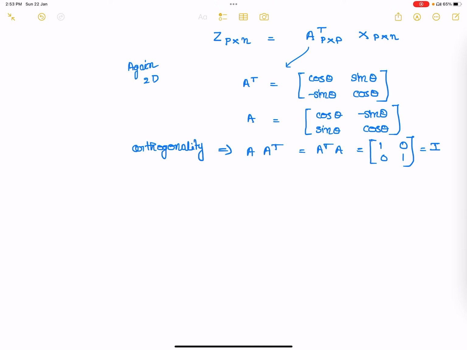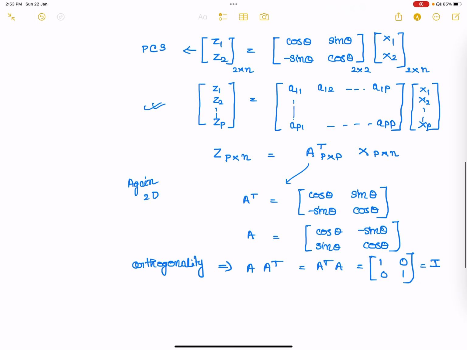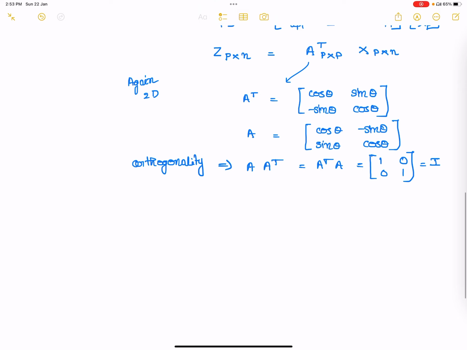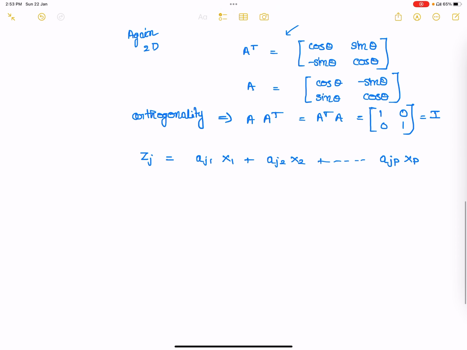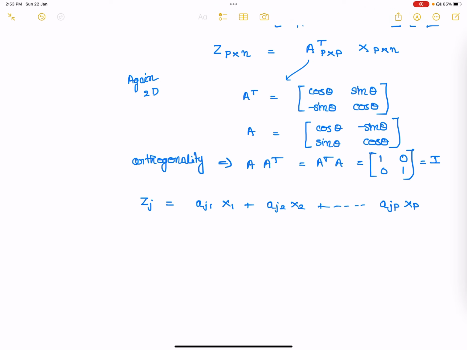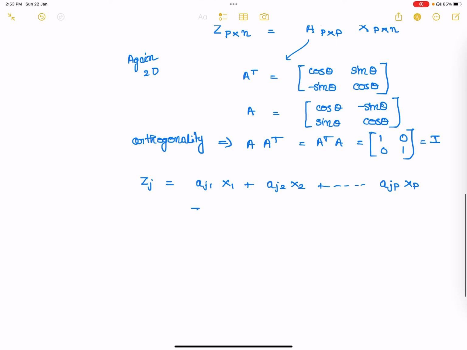Okay. So now going back to this particular thing, let us write one of the vectors, say the jth vector, zj. It can be written as aj1 x1 plus aj2 x2 and so on up to ajp xp. Why am I writing this? Because it is p by n. So we can write it like this, isn't it? Each of these x1 has this 1 by n. So these are all n elements we have.